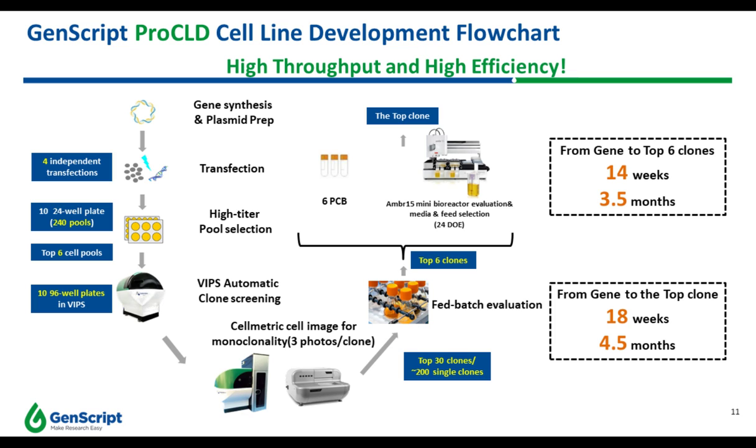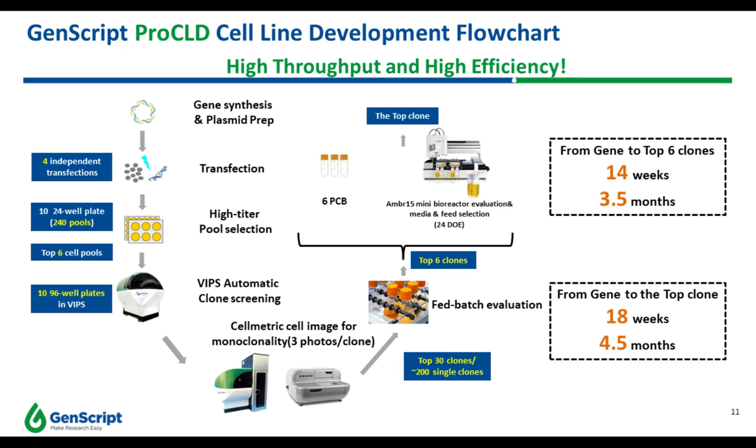So here I'm going to talk a bit about GenScript ProCLD cell line development. It's high throughput and high efficiency. Starting from the gene synthesis of your DNA expression vectors, you do 3 to 5 rounds of independent transfections, and then you put them in 24-well plates to produce more than 200 pools. Okay, and from those pools, you screen to select the top 6 cell pools by titer.